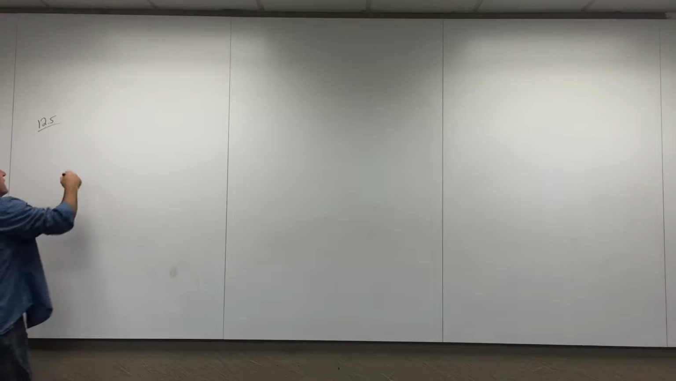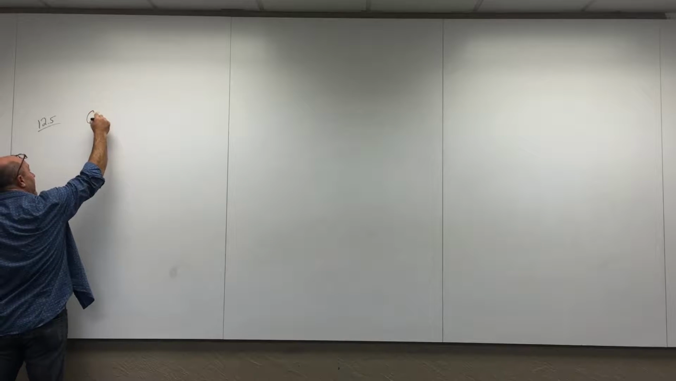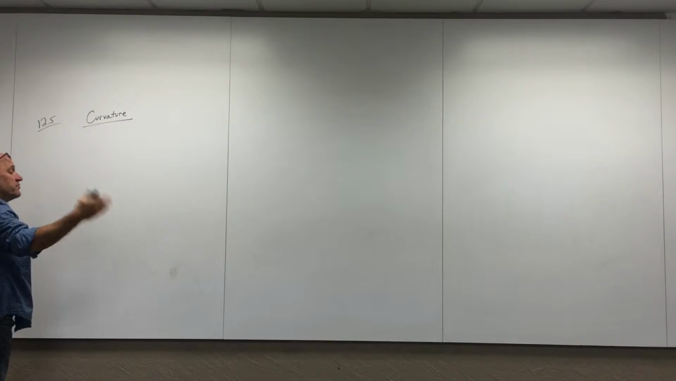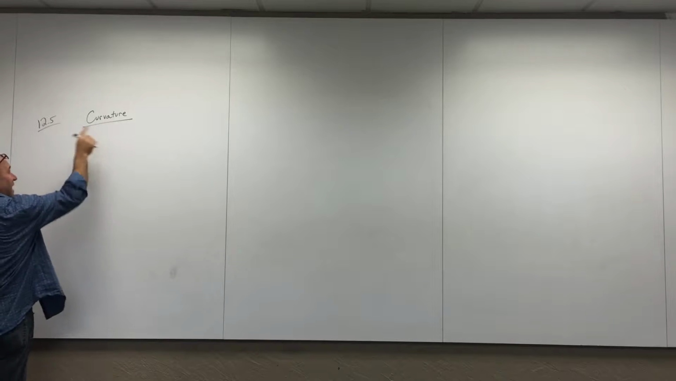Today, getting toward the end of chapter 12, we run into 12.5, and the big idea in 12.5 is this concept of curvature. Actually, the way the book presents this material, I'm going to do it like the book, so it'll take me a little while to get to the topic of curvature. So we start with this other topic, arc length.